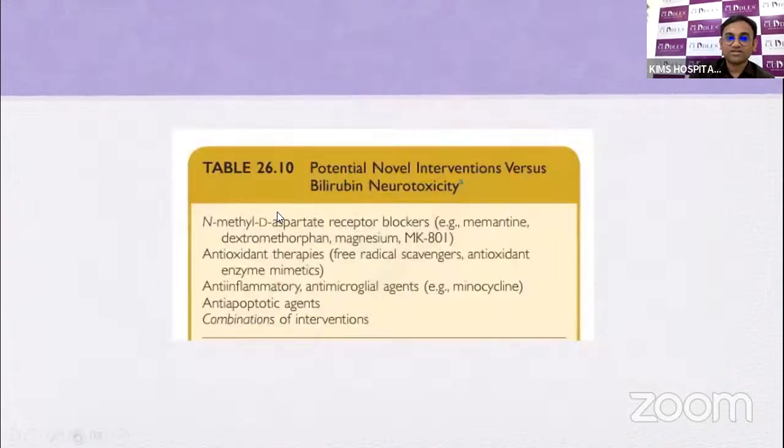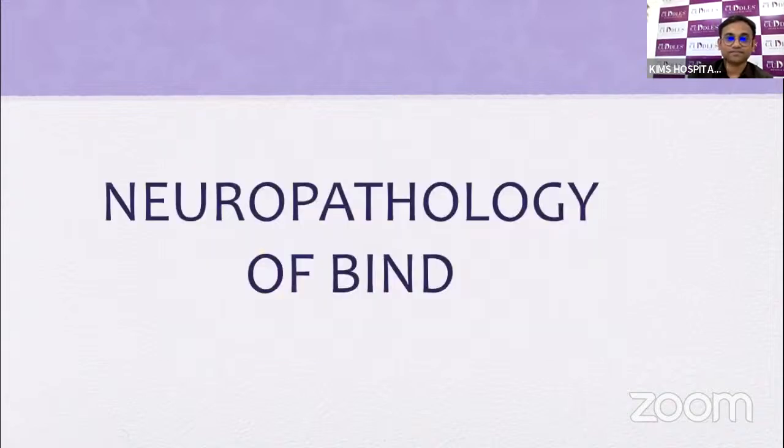So, after understanding this, we can have these novel interventions which can be used in the future after adequate research, where NMDA receptor blockers can be used, which include memantine, dextromethorphan, magnesium, and MK801. We can use antioxidant therapy to decrease oxidation. We can use anti-inflammatory and antimicrobial agents to inhibit the phagocytic activity, like minocycline, and we can identify and use anti-apoptotic agents, or we can use all these interventions in combination in order to prevent the bilirubin-mediated neurotoxicity.